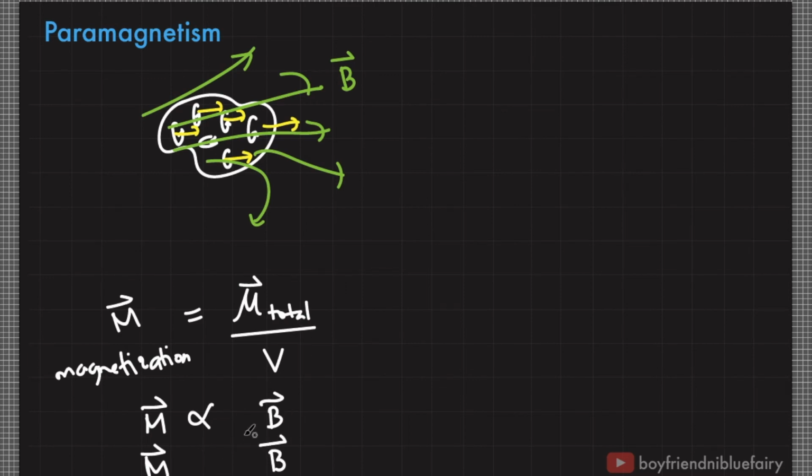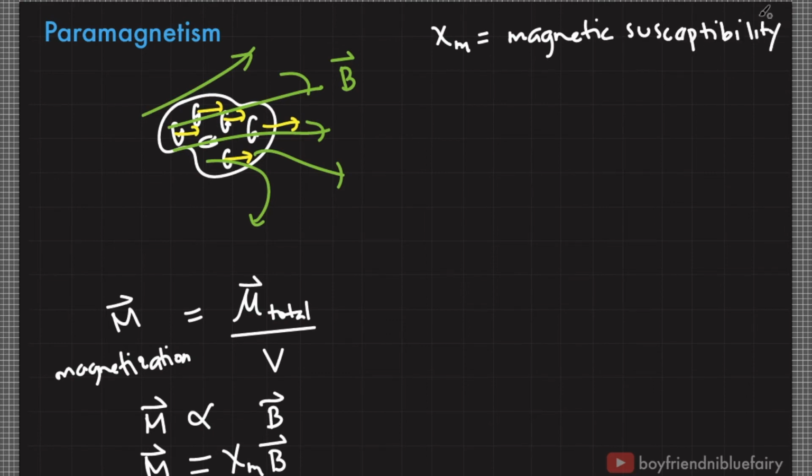Now, for this relationship to become an equal sign, we multiply the magnetic field by a constant, and this constant is represented by the small Greek letter chi, and we put M here to denote that it has something to do with magnetization. Now, chi sub M is a constant with a special name, and it is called magnetic susceptibility. There are materials that have a positive magnetic susceptibility, and they are called paramagnetic materials.